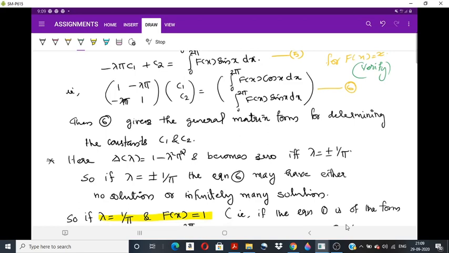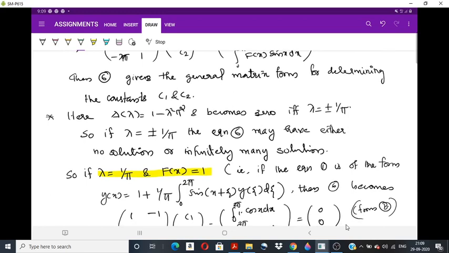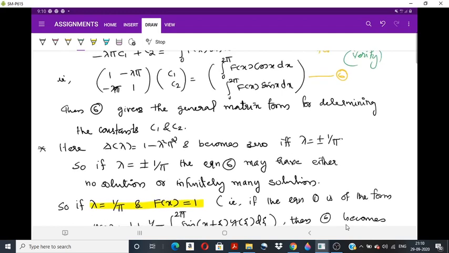Now we have to check the case for part C, that is f of x equal to 1 and lambda equal to 1 by pi. We have to consider only the characteristic value 1 by pi. Minus 1 by pi is not asked in the question in part C. So we will consider only lambda equal to 1 by pi and f of x equal to 1.